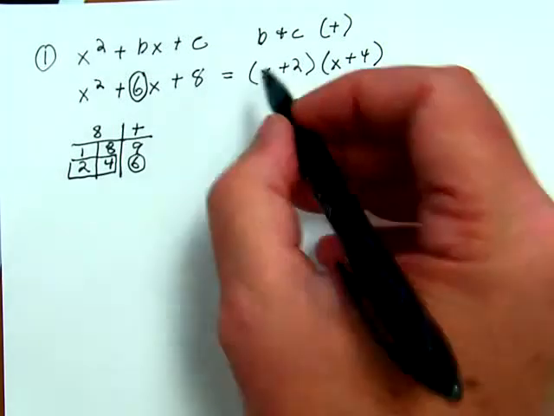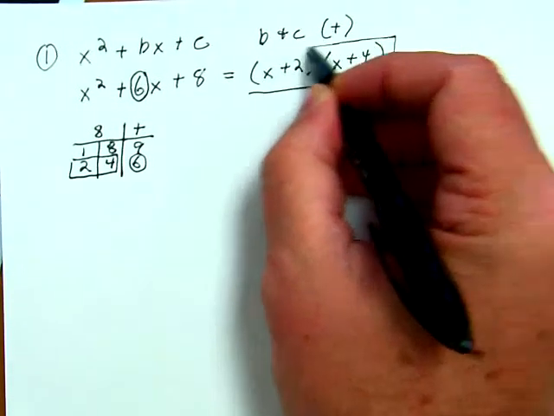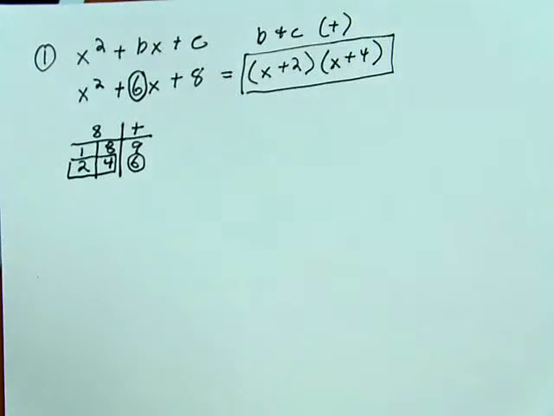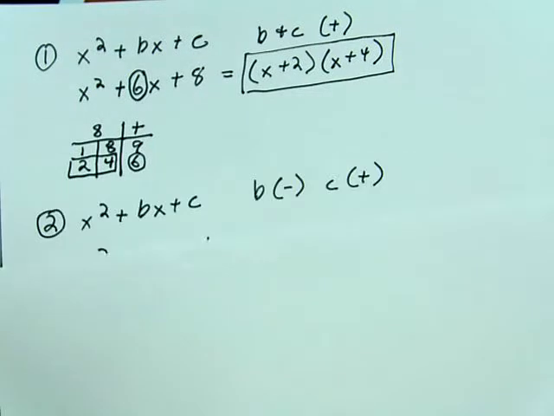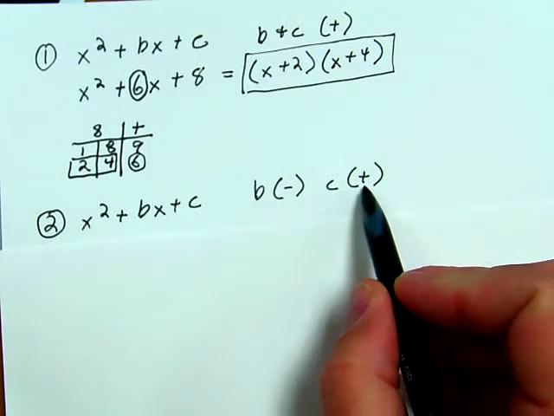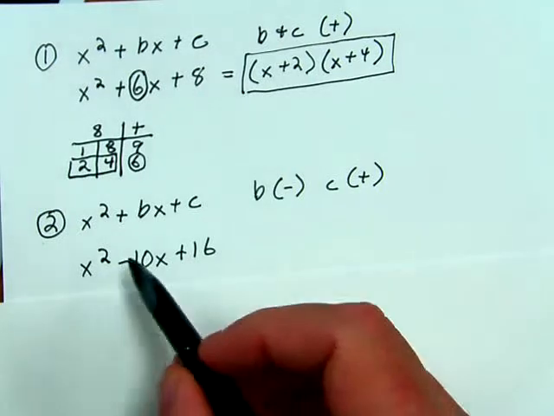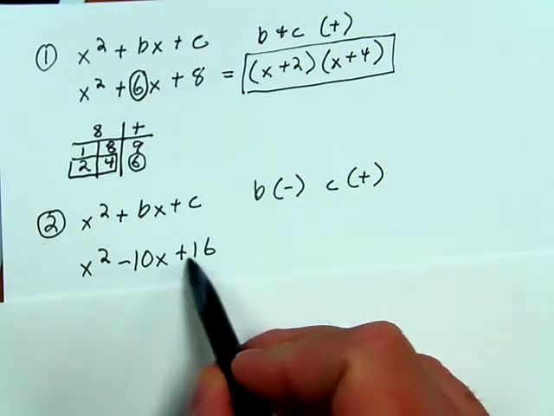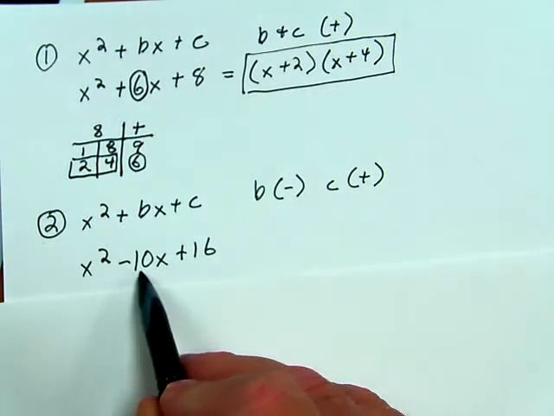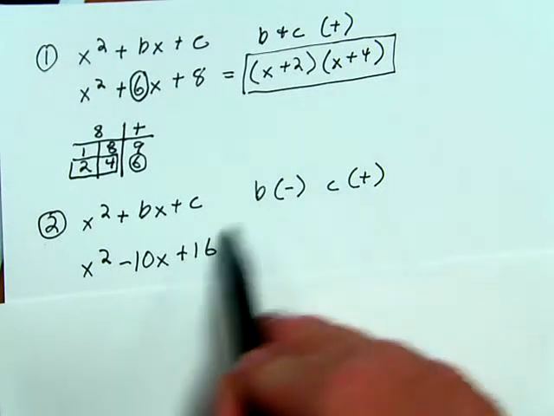And that is the factoring of that problem. So, okay, let's restart here with example number 2. We'll get x squared plus bx plus c, where b is a negative number and c is a positive number. Here's our example: x squared minus 10x plus 16. So b is a negative 10 and c is a positive 16.